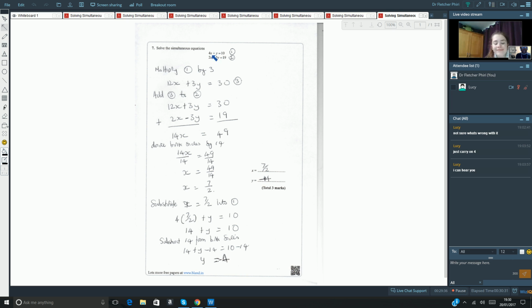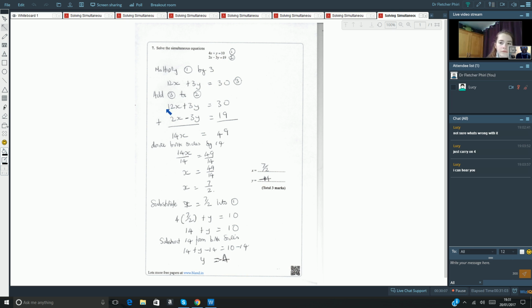So all I've done is multiply equation 1 by 3. Why? Because I want to get rid of y. If I multiply equation 1 by 3, I'm going to have 3 times 4, which is 12x, plus 3 times y, which is 3y, and then 3 times 10 is going to give me 30. So it's going to be 12x plus 3y is equal to 30. And this is equation 3, because I've transformed this equation into this form. This is different from that, so that's why I've labeled it 3.